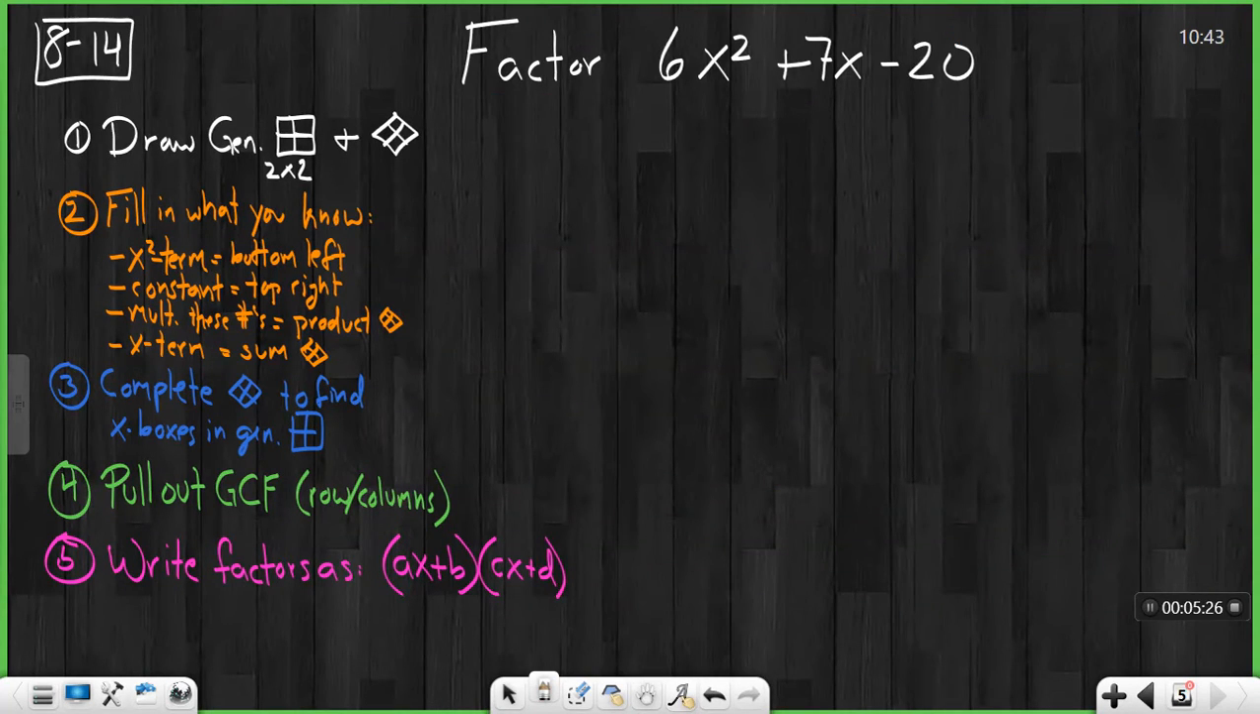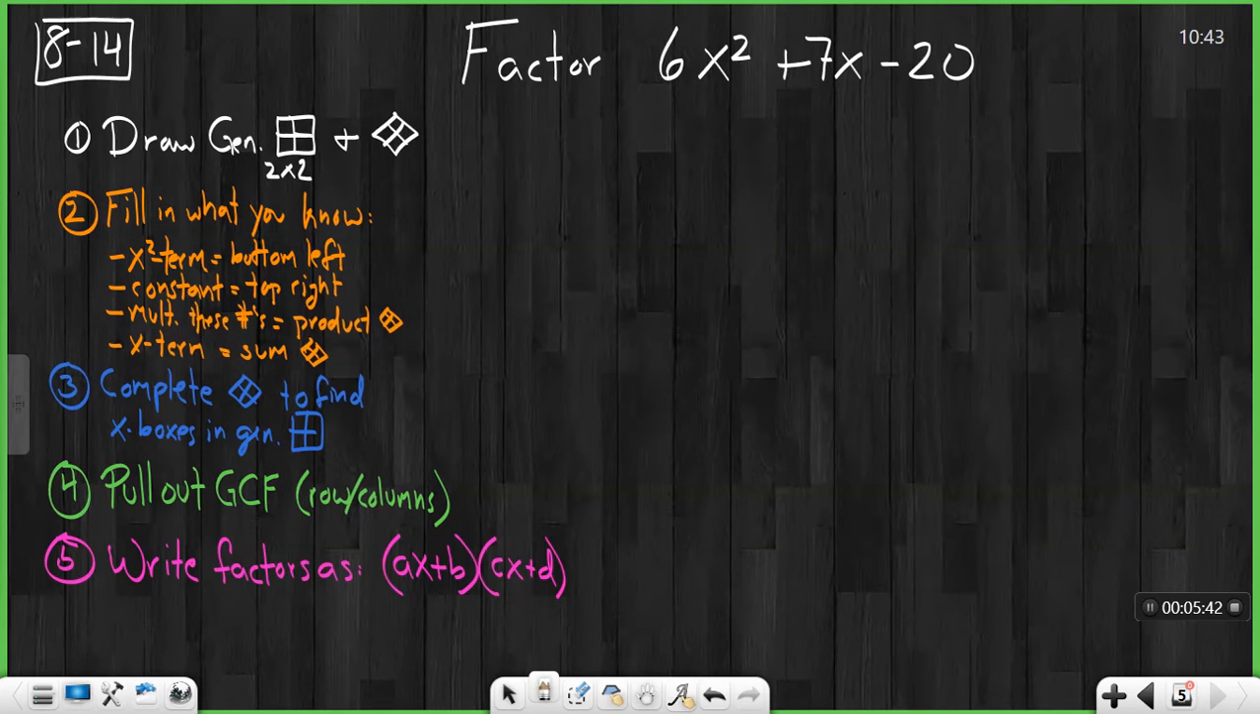All right, let's take a look at another example. This is 814, but modified. It's not the actual one that they give you in 814. I wanted to add in a negative here so you could see that. Notice again, I've got the same color coding so that you can follow through the steps as I go through factoring 6x squared plus 7x minus 20.